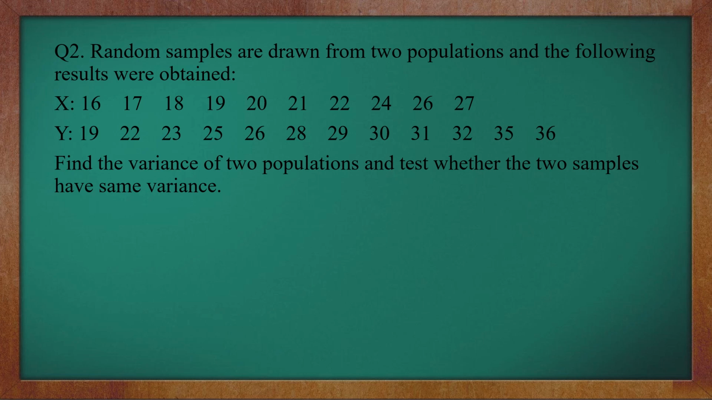And I'm going for another example. Another example is: random samples are drawn from two populations, again two populations, and the following results were obtained.